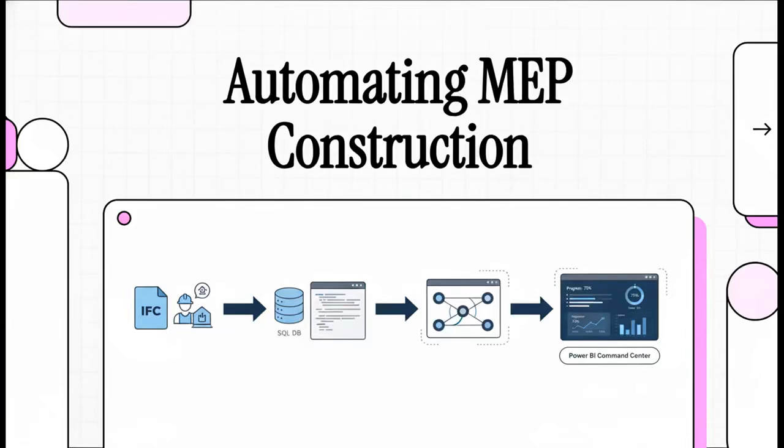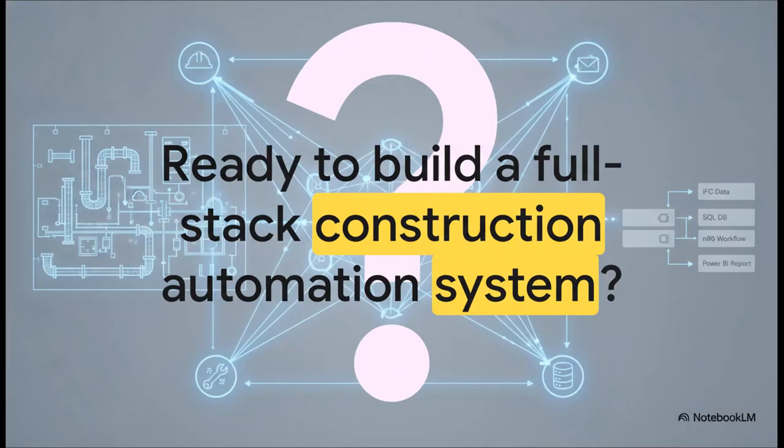Welcome. In this explainer, we're going to architect a complete end-to-end automation system for MEP. That's mechanical, electrical, and plumbing construction projects. Think of this as a developer's guide, taking you all the way from raw IFC files in chaotic site communications to a live Power BI command center that gives you real-time project intelligence. Okay, let's dive right in.